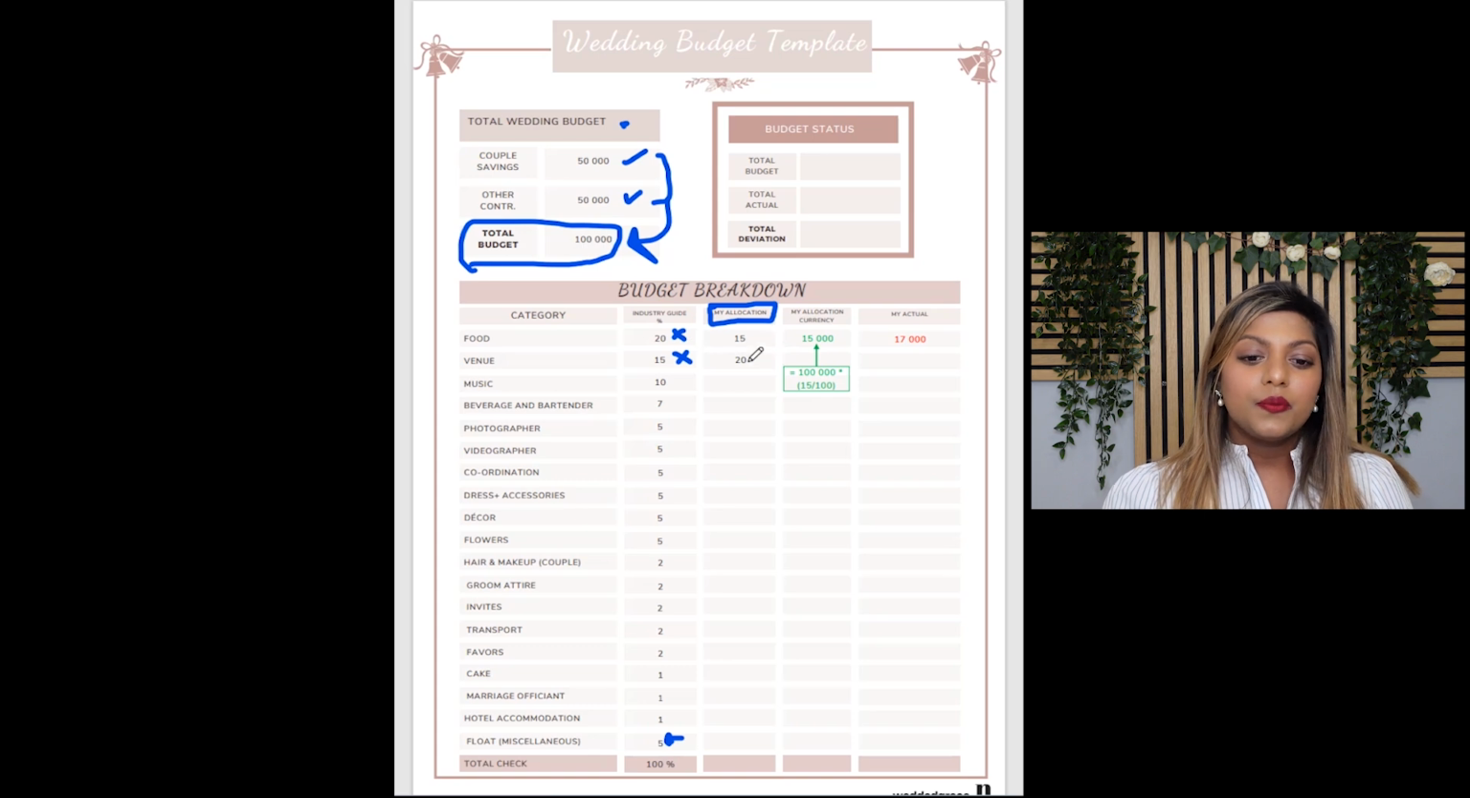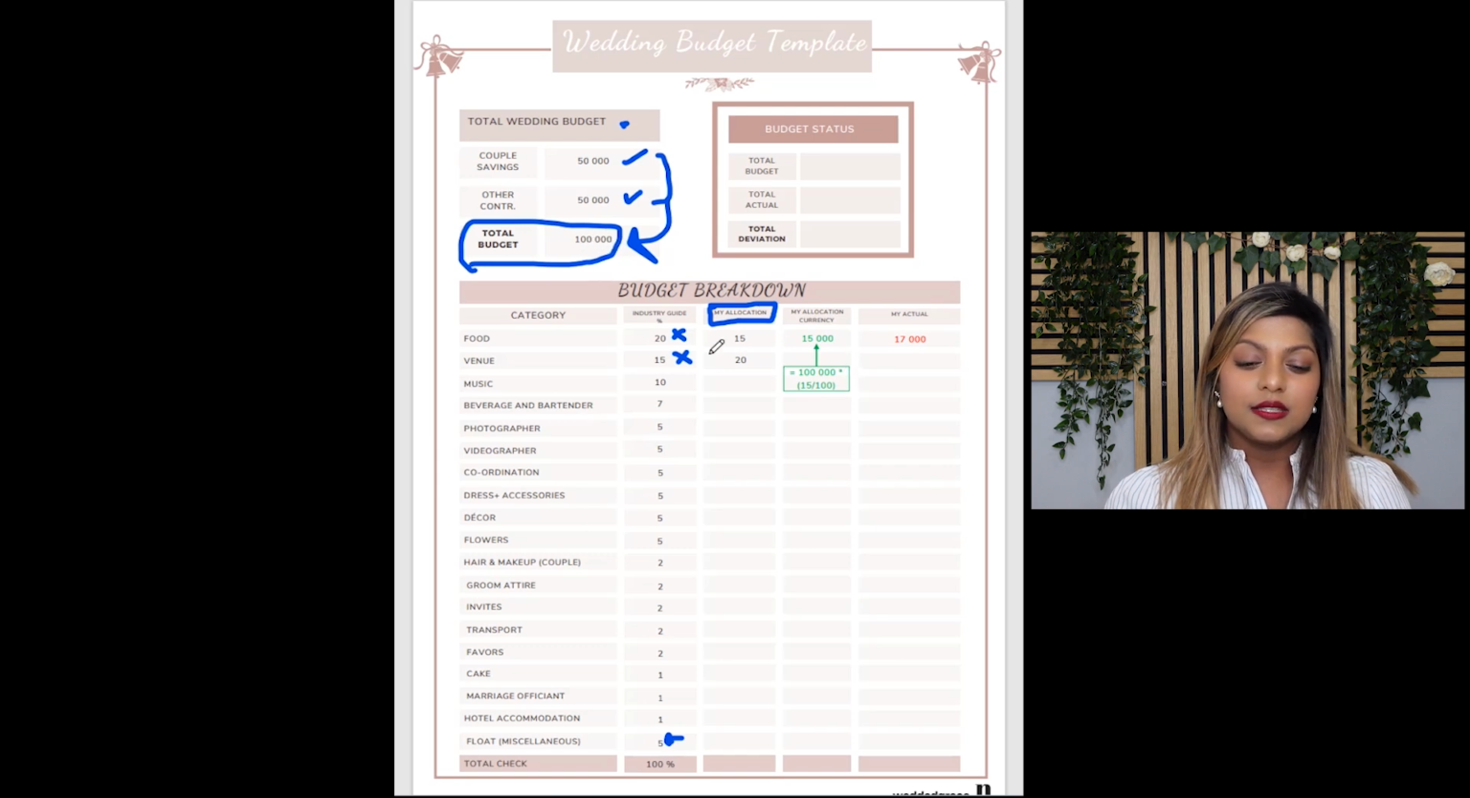Okay, so how would you then change this into a monetary value? A monetary value is super easy. All you have to do is take the percentage. So you're going to take the 15% that you have there. You're going to then divide it by 100 and multiply it by your total budget.